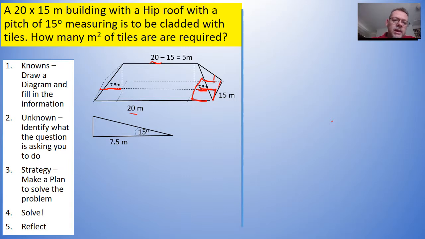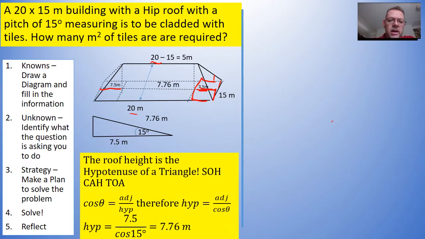Now let's work out the length of the roof. Remember, as before, we want to find that there. It's not going to be 7.5 because 7.5 is halfway along the bottom. We're looking at the hypotenuse. So we need to consider the pitch of the roof, and we know that the adjacent is 7.5 there. And we know that the pitch is 15.